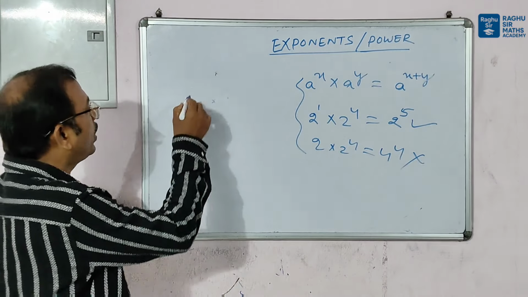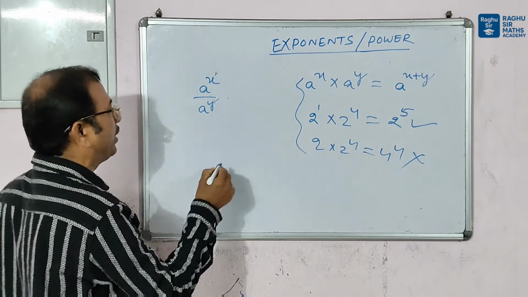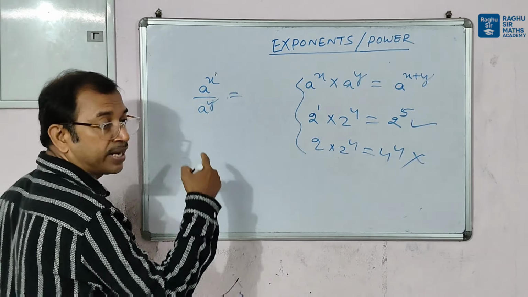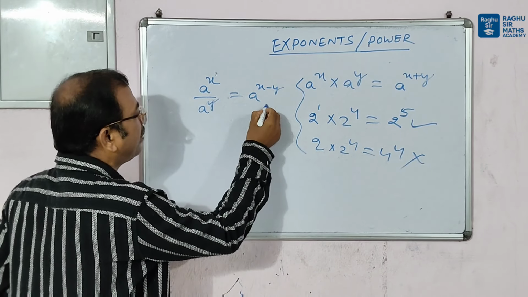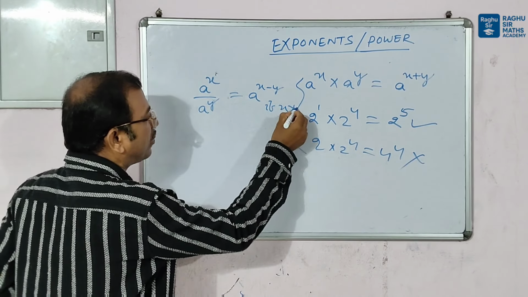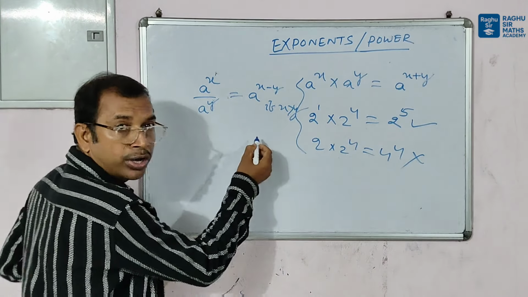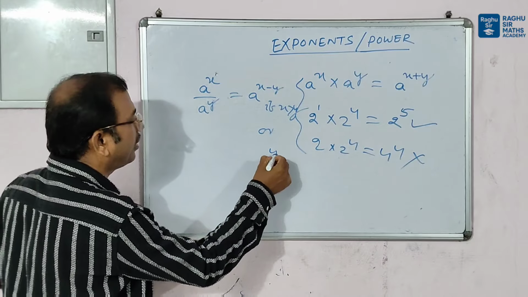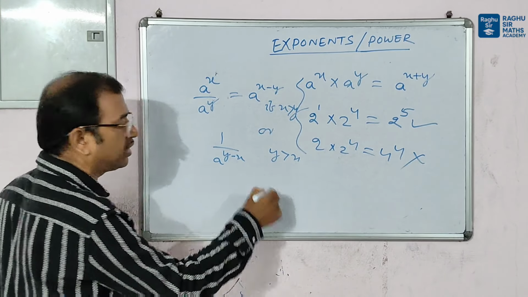Similarly, when you divide, suppose 8 to the power x divided by 8 to the power y. The same base is there, so what will you do? You have to subtract their powers. 8 to the power x minus y if x is greater than y, or if y is greater than x, then 1 by 8 to the power y minus x.